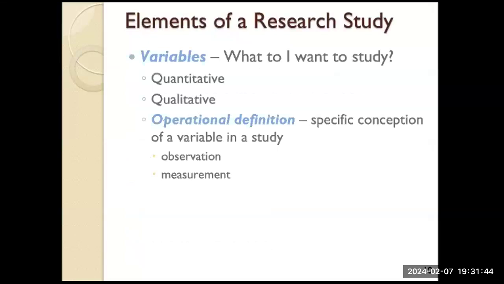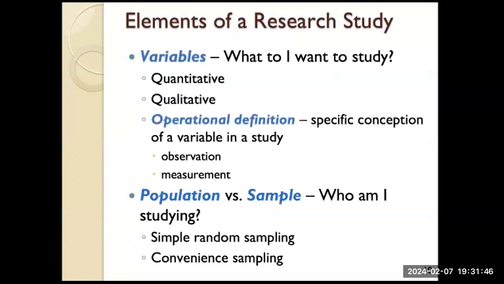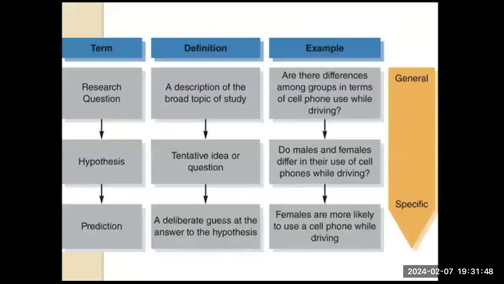So remember, we talked about the elements of the research study. This table will help you learn these definitions. A research question is a description of the broad topic of study. For example, are there differences among groups in terms of cell phone use while driving? Very general. Your hypothesis is a tentative idea or question.